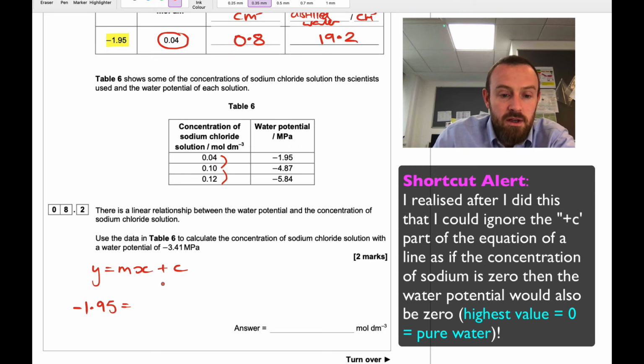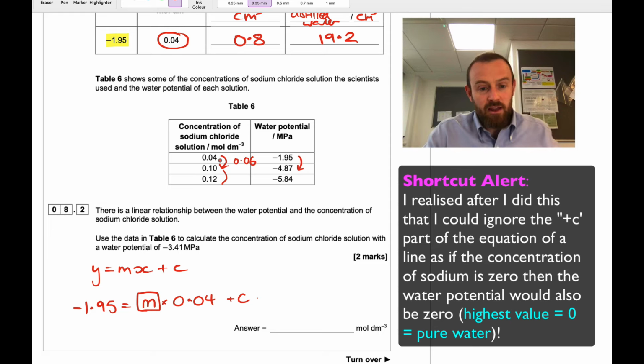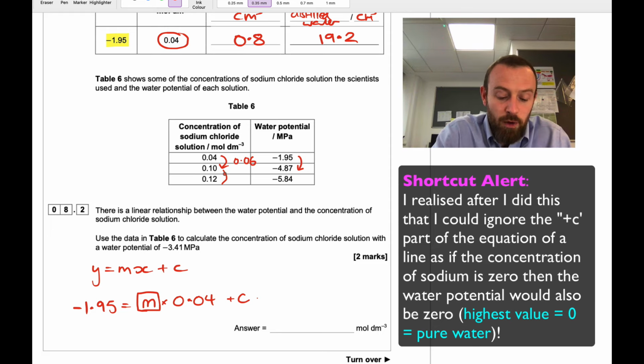Y equals m times x, which is this value, 0.04, plus c, and then we've got another set of data. So we need to find out the m, the gradient, the slope. To do that, we look at the change here versus the change here. So the change here is 0.06. And what's the change in water potential?